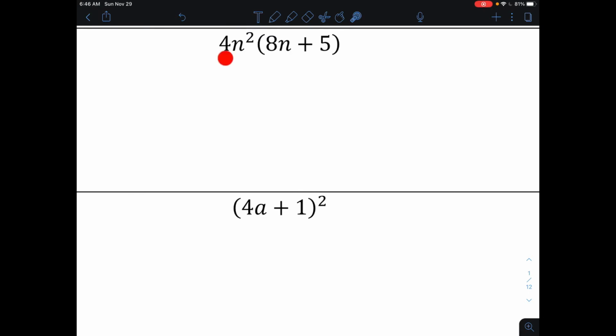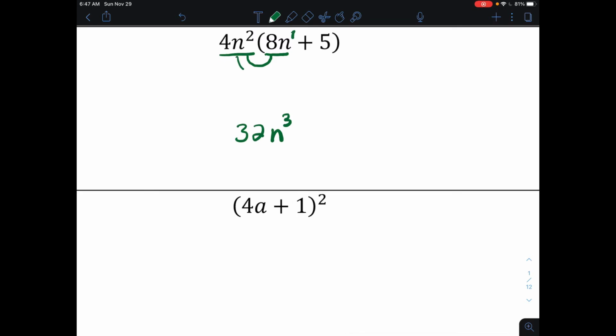Okay, next one's very similar. So I have 4n squared times 8n plus 5. I need to distribute and combine any like terms if I have them. So I need to take that 4n squared, multiply it to the 8n first. Well, 4 times 8 is 32. N squared times n makes n to the third power. When you multiply like bases, you add those exponents. There's technically a 1 right there on that n inside of the parentheses.